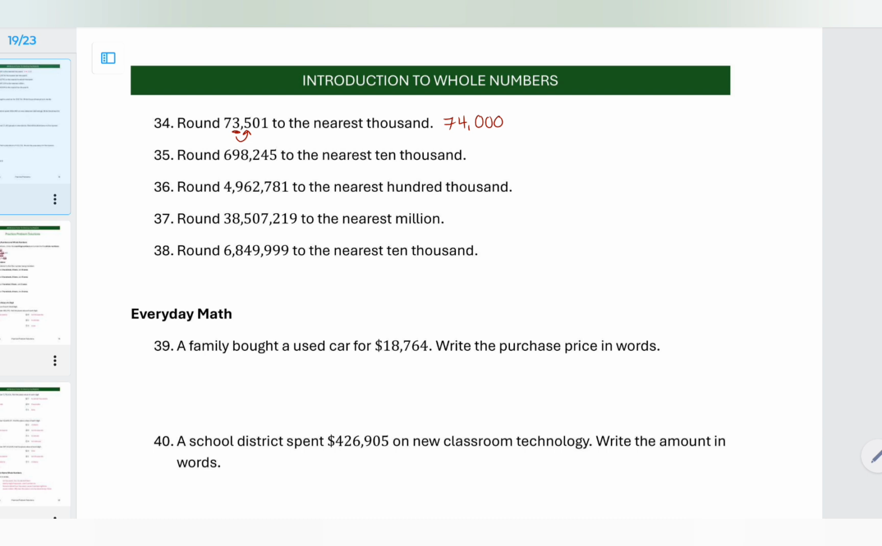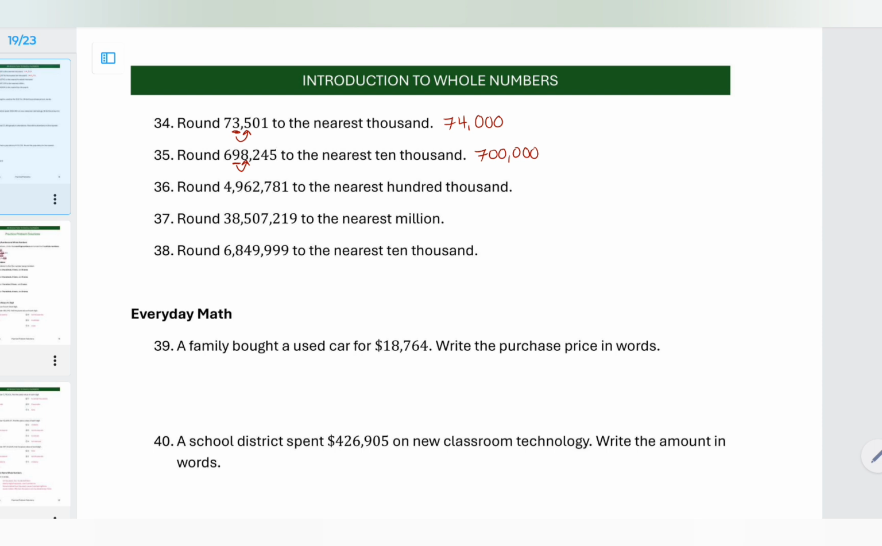Round 698,245 to the nearest 10,000. The 9 is in the 10,000 place. And the number to the right of it is an 8, and 8s round up. In this case, the 9 can't simply change to a 10. It's going to change one number to the left of it also, which means this number is going to become 700,000.